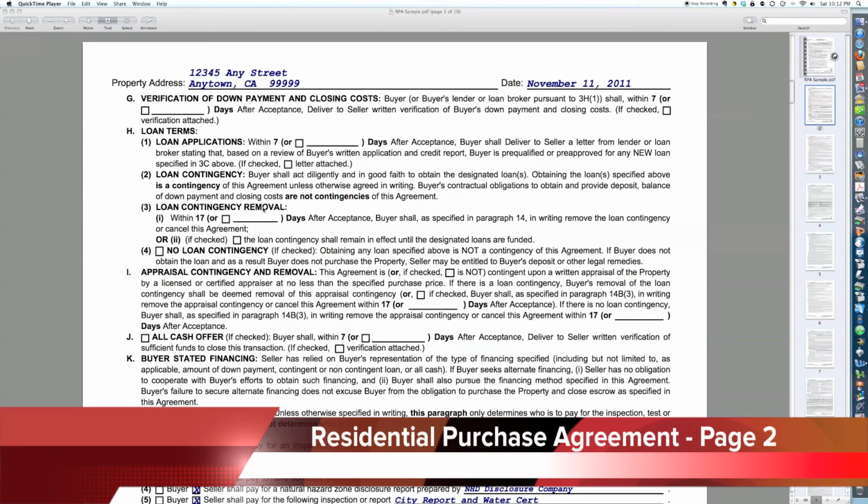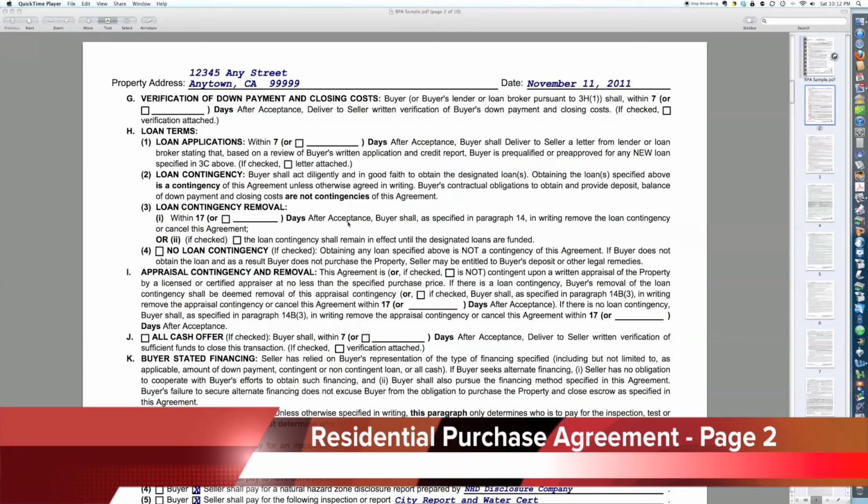3H3, loan contingency removal, within 17 days is the default, or again, we could change it by putting another number in here. After acceptance, the buyer shall, in writing, remove the loan contingency. And as we get later on in the contract, when we talk about time frames, we can talk more about what a contingency is. But again, it's remove the contingency or cancel.